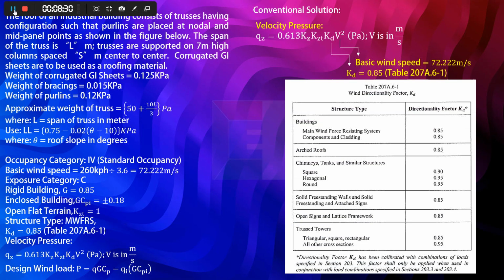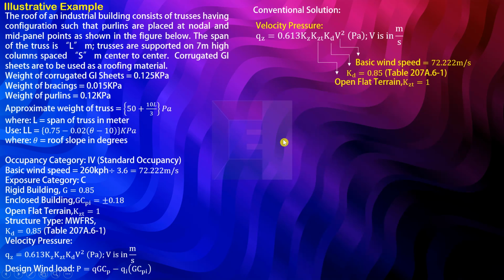So bali ito yan. So ito, MWFRS, 0.85. So yung Kzt, ito yung topographic effect. So since ilalagay lang natin siya sa flat terrain, so automatic yung Kzt is 1.0 pag flat.